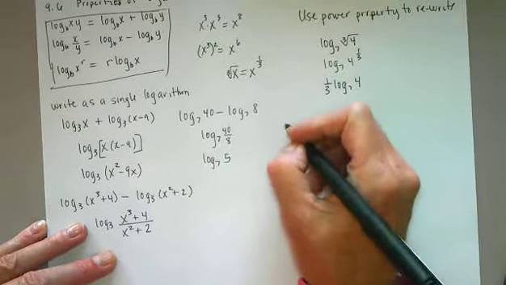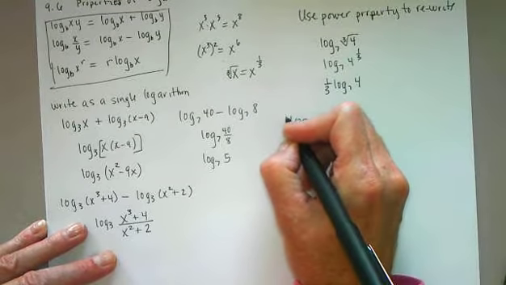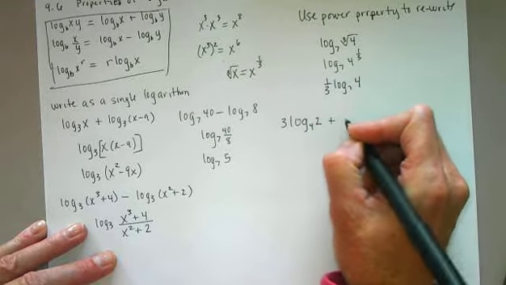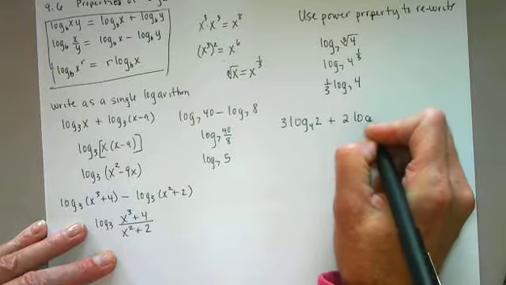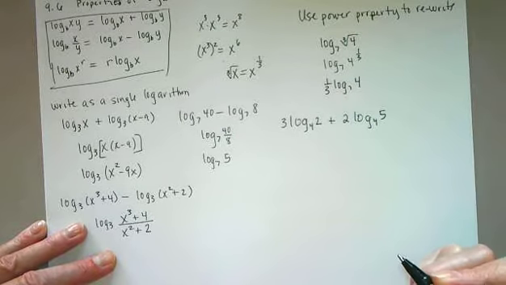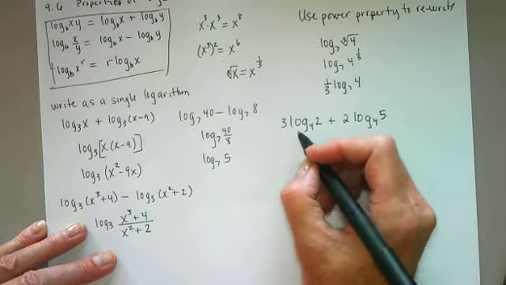Let's do one more of those. How about this one? What if I gave you 3 log base 4 of 2 plus 2 log base 4 of 5. And you might want to pause your camera and see if you can do that one. And then come and follow me.